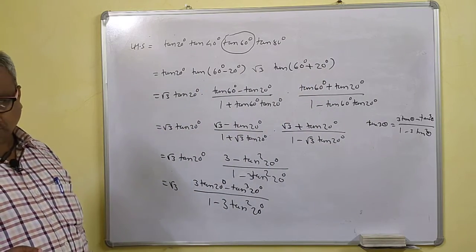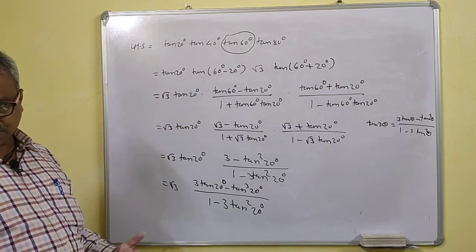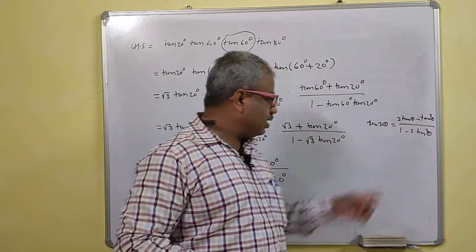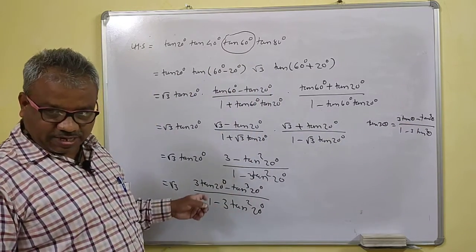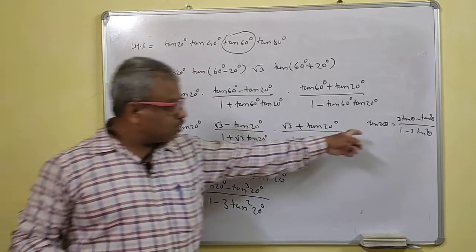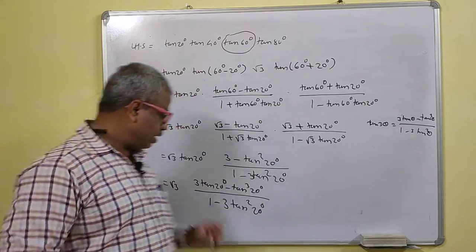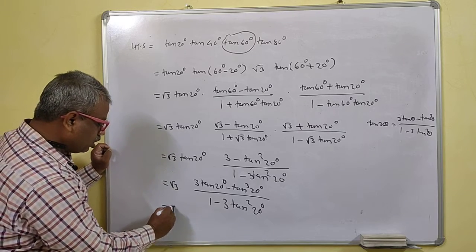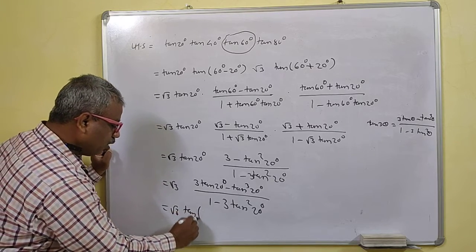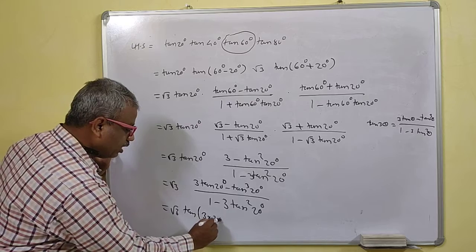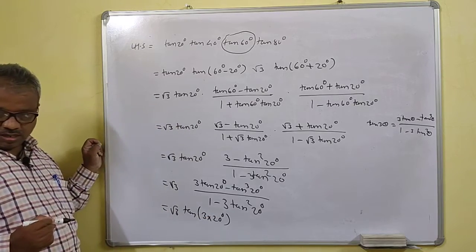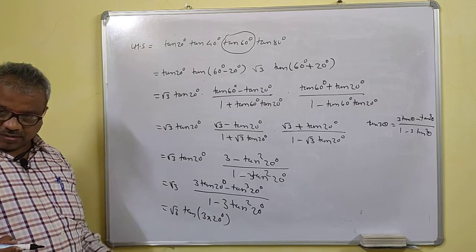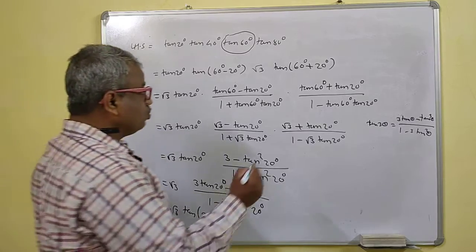Right? This is your formula. Apply in the reverse direction now. So that means 3 tan theta, where your theta is 20. So this is tan 3 into 20 degree. So this is root 3 into tan of 3 into 20 degree. Right? 3 into 20 degree is nothing but 60 degree.